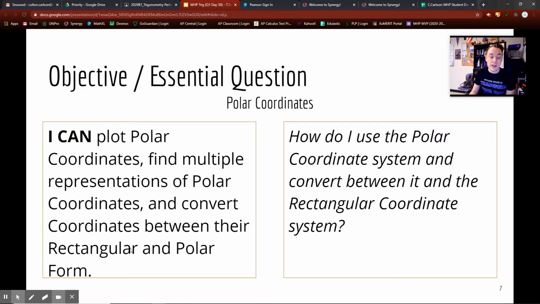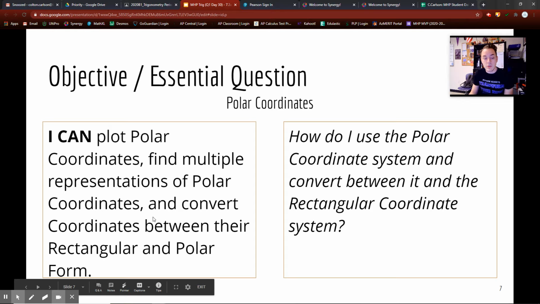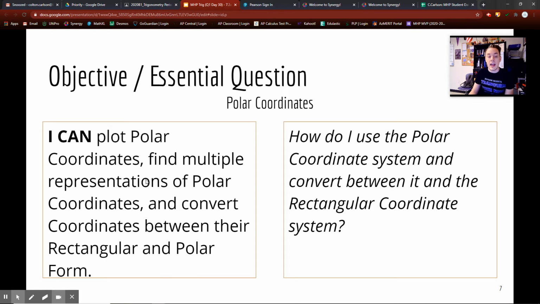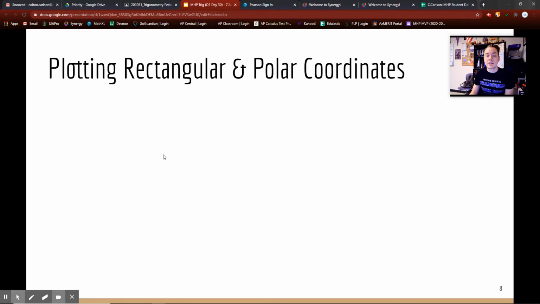Okay, so we're going to be using a lot of stuff here. We're going to be doing conversions. We're going to be finding multiple representations, and we're going to be plotting coordinates. That's all we're going to be doing, those three things. So let's get started on plotting the rectangular and polar coordinates and how they differ.